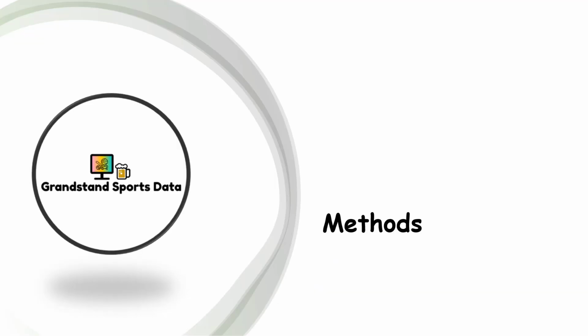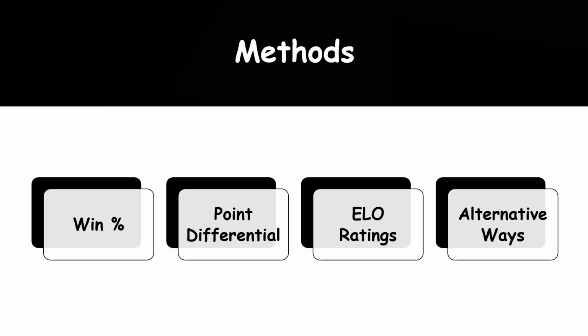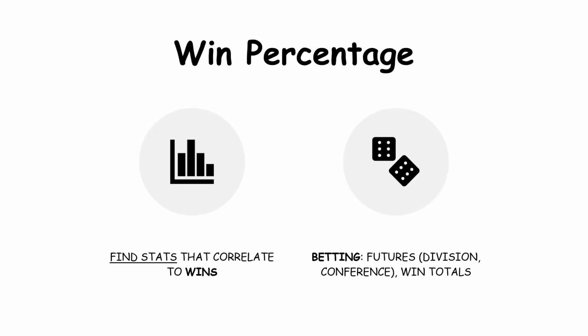Next, what are some of the methods we use when creating a power rating system? Well, here are the 4 typical methods, or I would say the most popular methods. What we use a lot at Grandstand Sports Data would be win percentage, point differential, ELO ratings, and then alternate ways as well. So let's start with the win percentage.